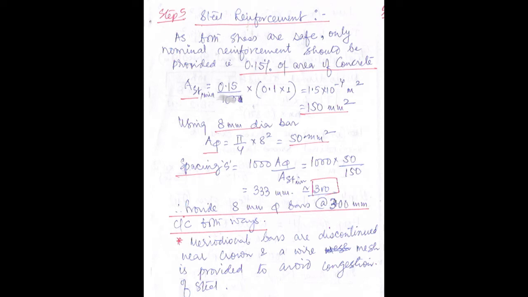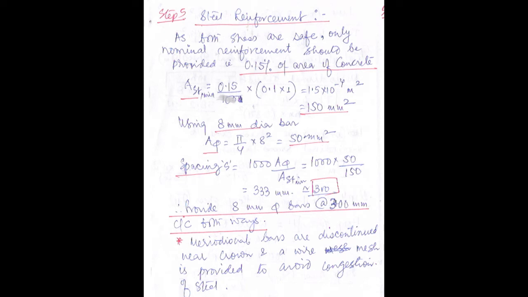Now meter square to millimeter square we have to convert. Why? Because when we provide the steel bar diameter, it is in millimeters. So we have to convert the value into millimeter square. So 1 meter equals 10 cube millimeter, 1000. So 1 meter square equals how much? 1000 square, so 10 to the power 6 we have to multiply. So that gives us the value of 150 millimeter square.